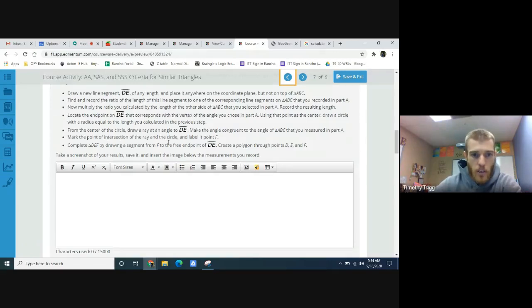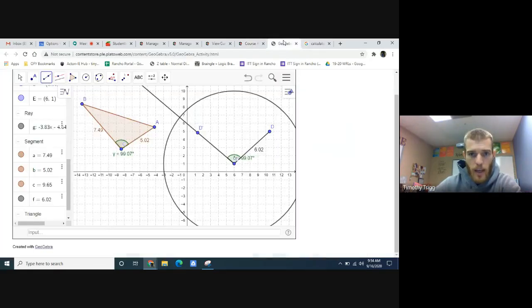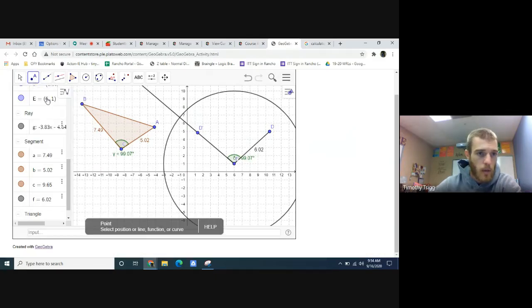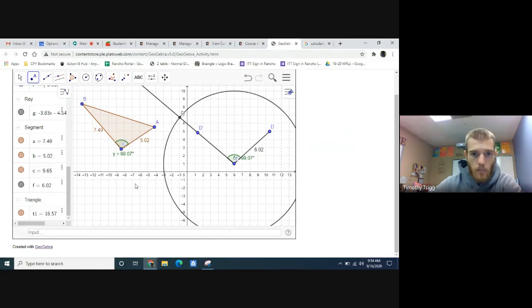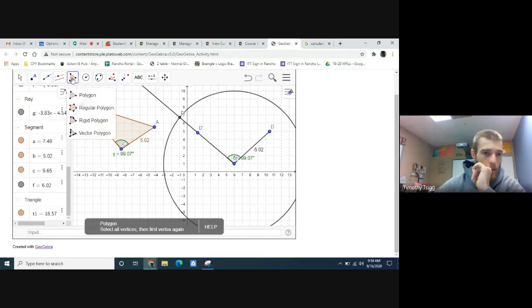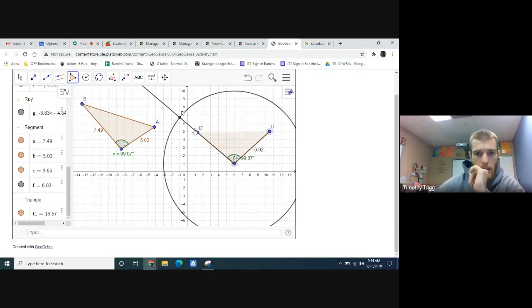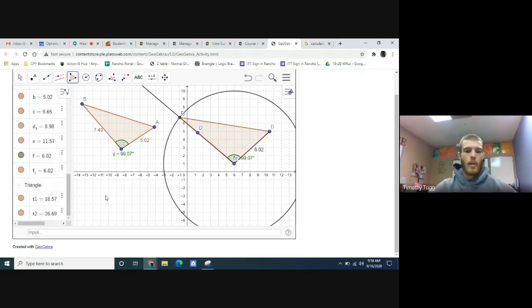Mark the point of intersection. I'm going to label it as F. So go to the point tool here, point, click there. It should be F. Now what you want to create is triangle DEF. So go ahead and click on this, click on polygon, D, E, F, then back to D. Now what we should have created is a triangle, like this.